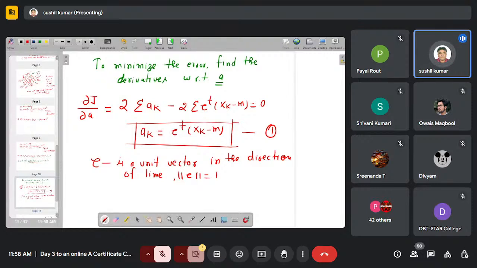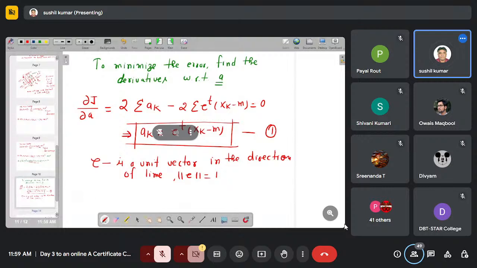We have done this calculation. A_k is nothing but the orthogonal projection of x_k onto a line, in the direction passing through the mean. So take the orthogonal projection of a vector onto a line passing through the centroid. Here we have done this calculation, no problem. Orthogonal projection you have taken, it is passing through the centroid.